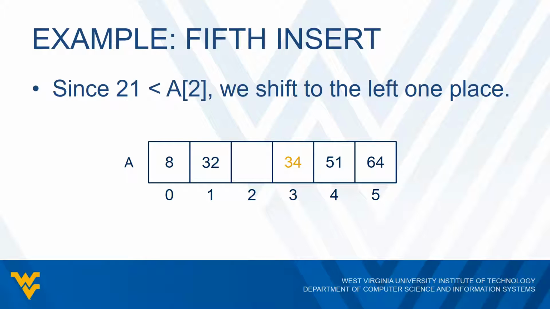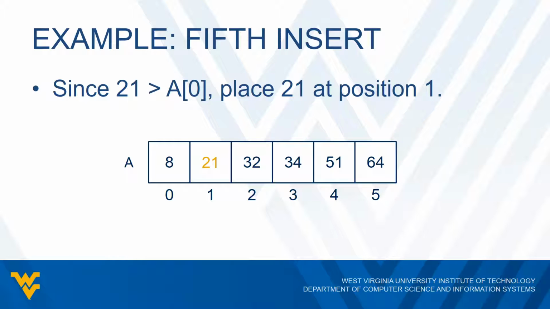21 is less than 34, so we need to move the 34 from A2 to A3. 21 is also less than 32, so we need to move the 32 from A1 to A2. And then finally, we see that 21 is greater than 8, greater than A0, so that means A1 is the correct spot for 21, so we're going to insert the 21 there, and now the entire array is sorted.